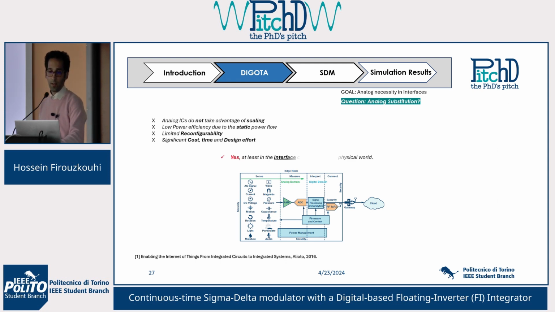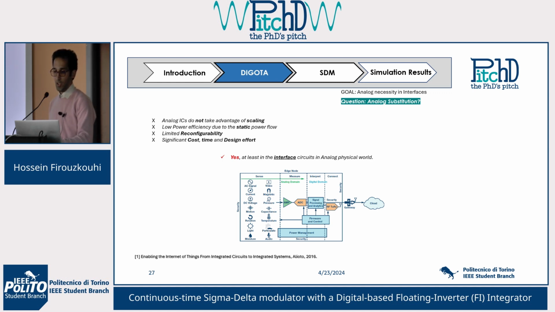So as you can see, this is a summary of the previous slide. The analog does not take advantage of scaling. The power consumption is high due to static current flow, and it has limited configurability and significant time, cost, and design effort. So is there any way that we can get rid of analog?